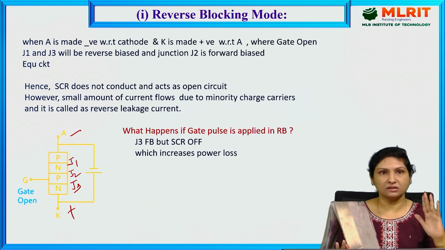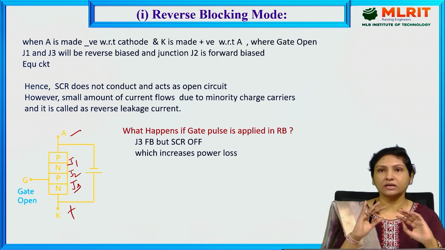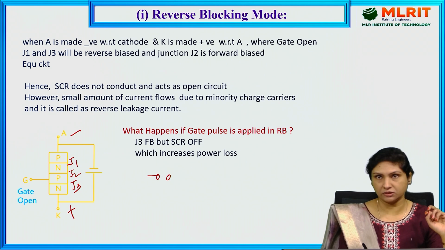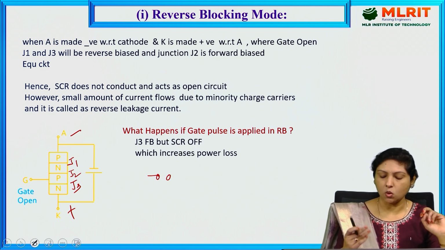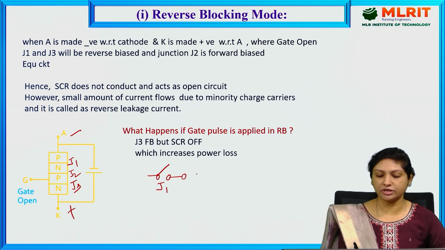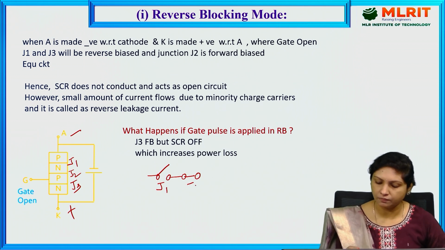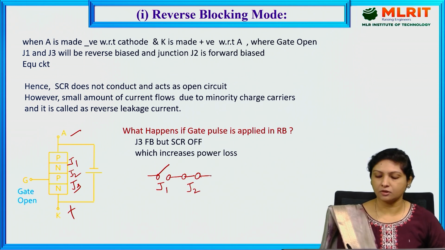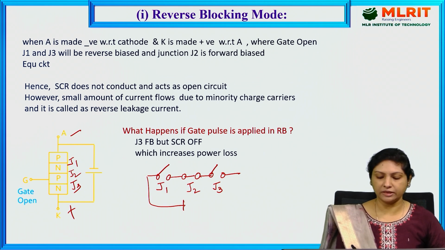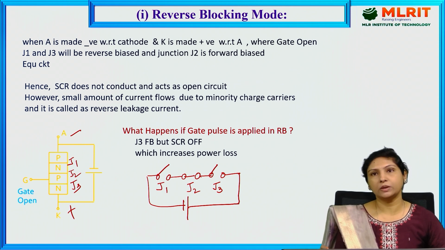Let us explain this with the help of an equivalent circuit so that it will be more understandable. Here, this is say junction J1 which is reverse biased. That means it is an open switch, open circuit. This is J1, and here junction J2 is forward biased. That means it is a short circuit. It is represented with a short circuit. And then we have junction J3. Again, it is reverse biased. That is represented with an open circuit. And this is connected to the negative terminal, other positive terminal. So this is how the equivalent circuit looks like.